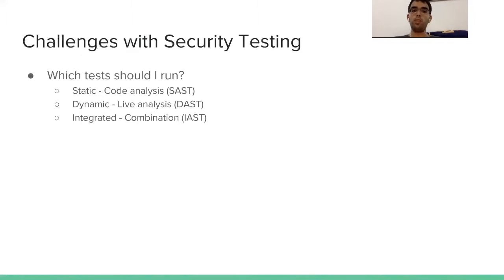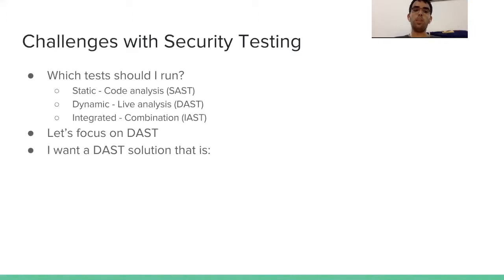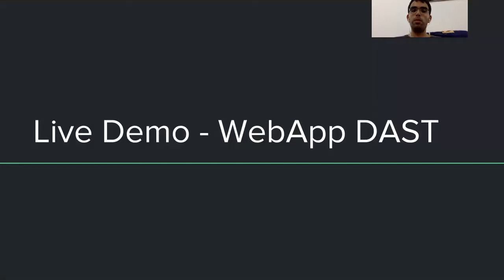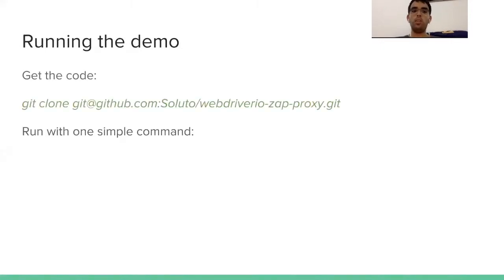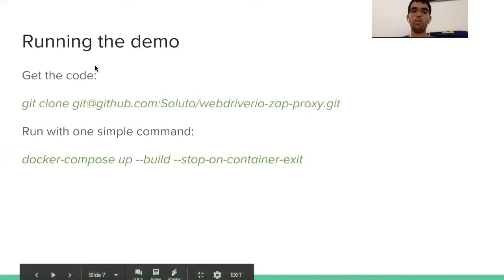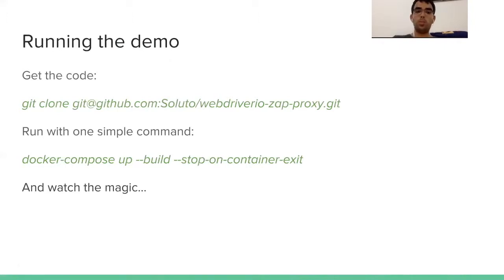In this presentation, I'm going to focus on DAST. And I want to see if we're able to build a DAST solution that is simple, free, and valuable, which is very important. Now, before we see how we can do this, let's start with a live demo. I will show you how I built a DAST solution for a web application, and we'll see it working. If you want to run the demo, all you need to do is get the code, and then you can run it with one simple command. Don't worry if you're not familiar with Docker, we're going to talk about it soon. Now let's watch the magic happen.